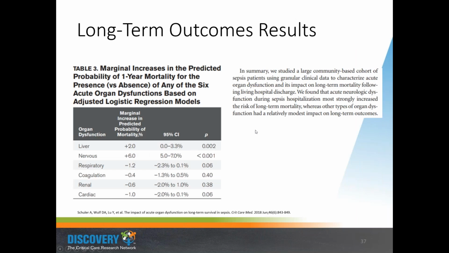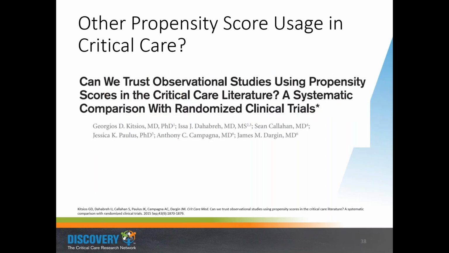Okay, and we ended up summarizing that in our large community-based cohort of sepsis patients, we found that acute neurologic dysfunction during sepsis most strongly increased the long-term risk of mortality, whereas other types of organ dysfunction had a relatively modest impact on long-term outcomes. And if you have other questions or want to look at this study in more depth, please feel free to follow that reference.